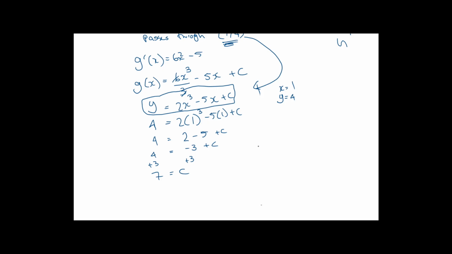So the original function for g of x that we were looking for is going to be equal to 2x cubed minus 5x plus 7. We know what the c is, and that would be our final answer. Again, it's like an algorithm. You just put in the numbers, and out pops the answer.